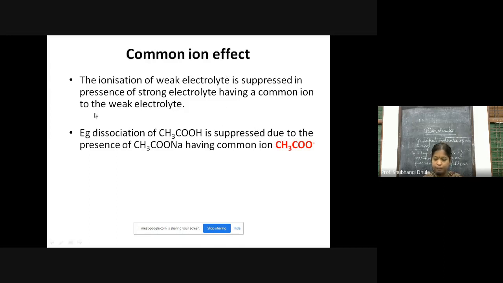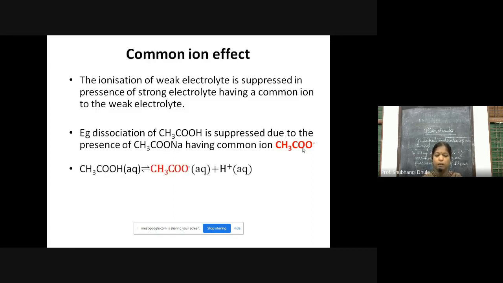We will explain this with the example of a weak acid, acetic acid. A weak electrolyte could be either an acid or a base. So the weak electrolyte here is acetic acid, and here we are adding, suppose, sodium acetate. Sodium acetate is a salt and it is a strong electrolyte. It has a common ion with acetic acid, and the common ion here is the acetate ion.